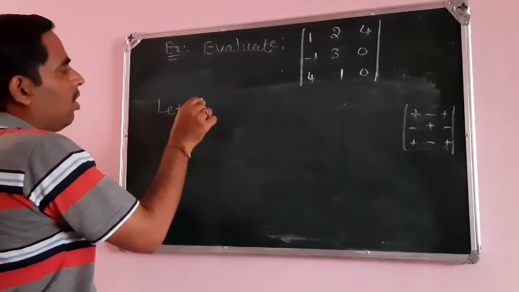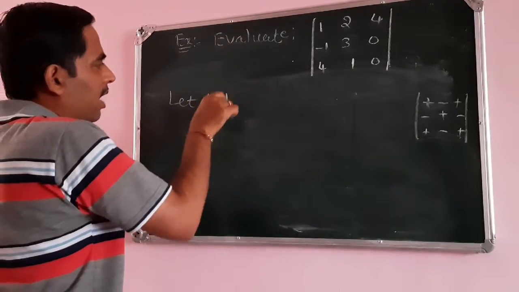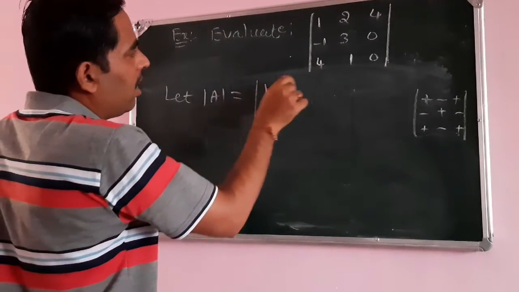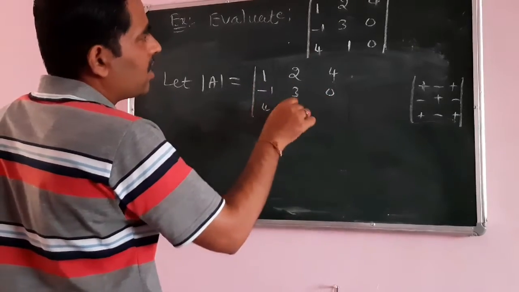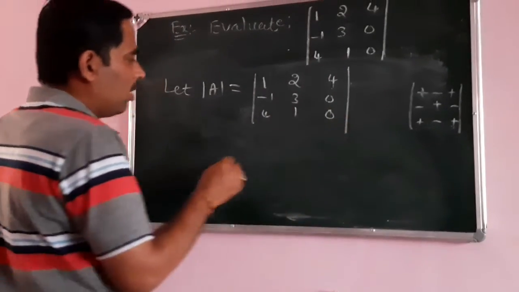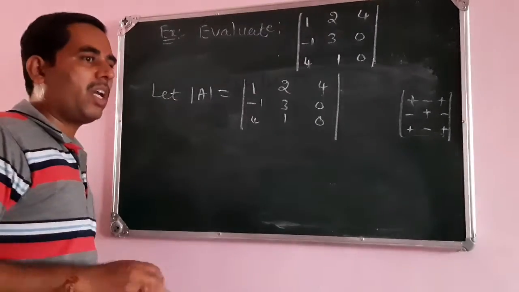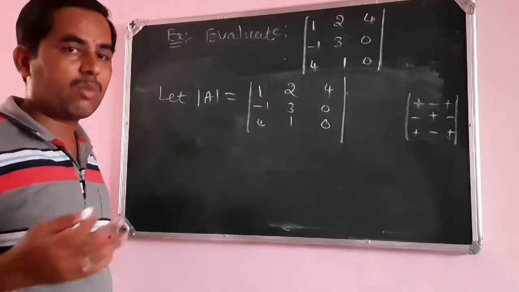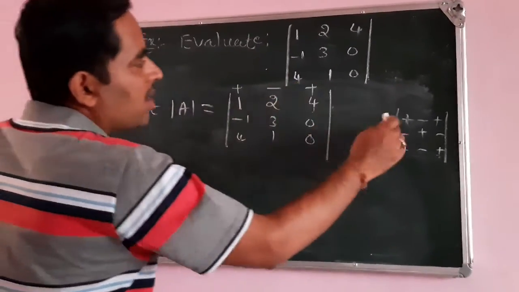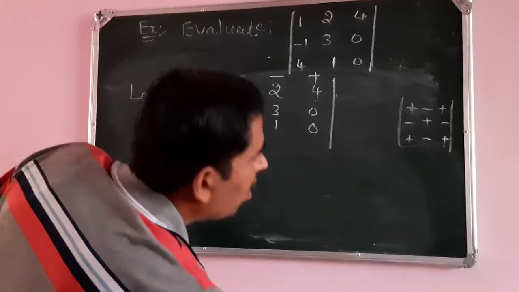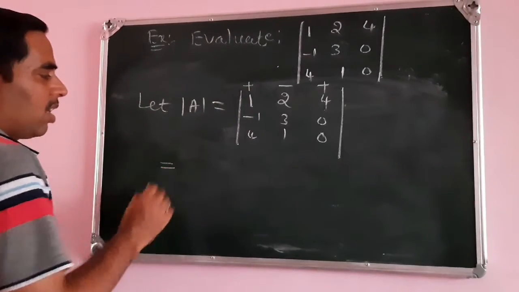Let us call that Delta generally, or A. You can give some other name here. So A is equal to the determinant 1 2 4, and we write the elements as they are. I will expand along the first row. Generally we expand along the first row, but we can expand along any column or any row. There are 6 ways to expand the determinant. So I write plus, minus, plus because I will expand along the first row.